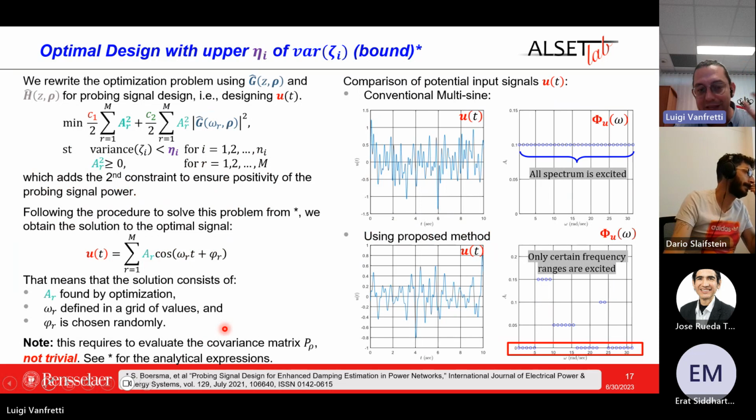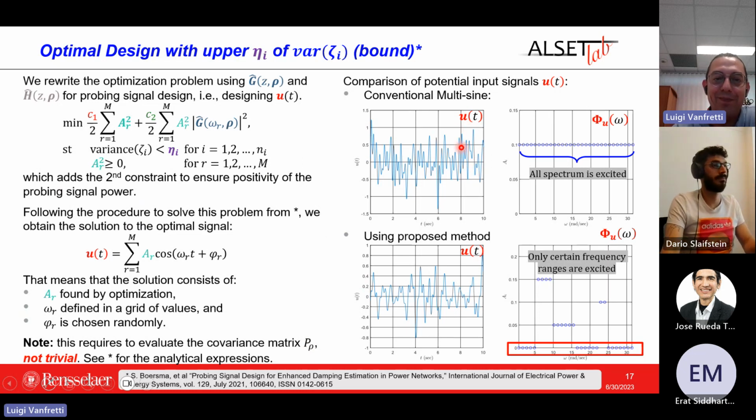Now, there is a tricky thing: to solve this problem, you need to compute something called the covariance matrix. And this is not easy. So there are all the results in Shoukry's paper. If you're interested in the math, it's actually interesting, but I don't want to bore you with details.